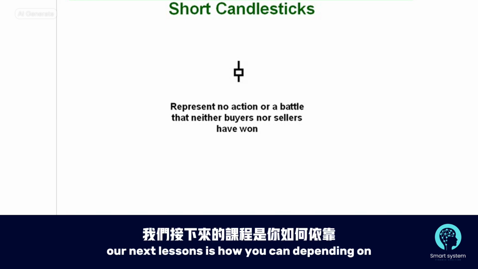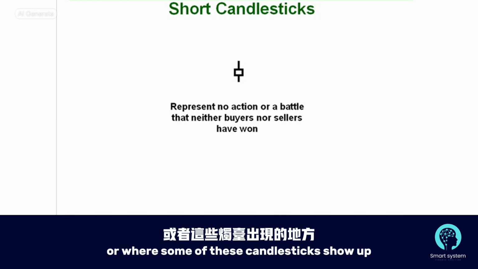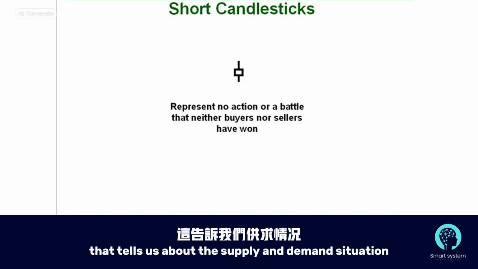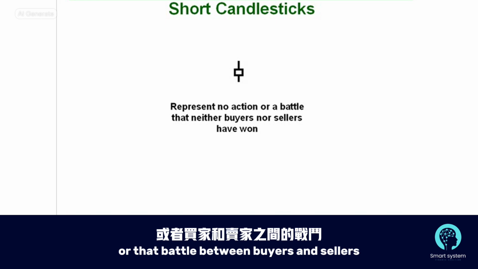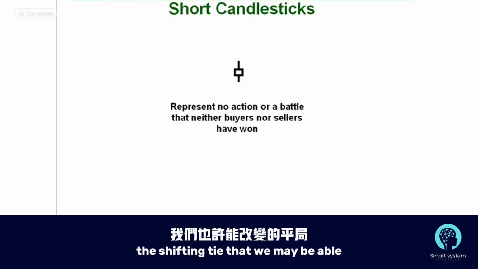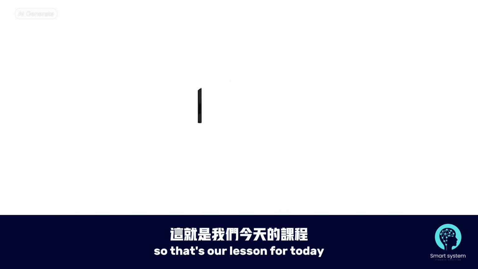That's what we're going to look at in our next lessons: how, depending on where some of these patterns or candlesticks show up and how they show up on the chart, that tells us about the supply and demand situation, or that battle between buyers and sellers. And a lot of times what it tells us about is the shifting tide that we may be able to place a trade with. So that's our lesson for today.